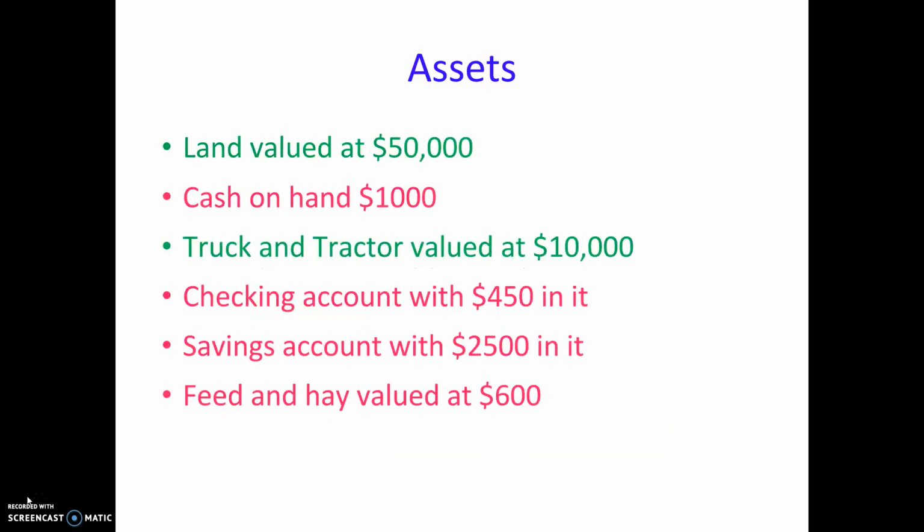Alright, so your land valued at $50,000 and your truck and tractor valued at $10,000, those are going to be your non-current assets because those both have a useful life of more than 1 year. Whereas the cash on hand, the checking account, the savings account, and all the feed and hay that you have in stock, all of that would be considered current assets because it's either already cash or it can be quickly converted to cash.